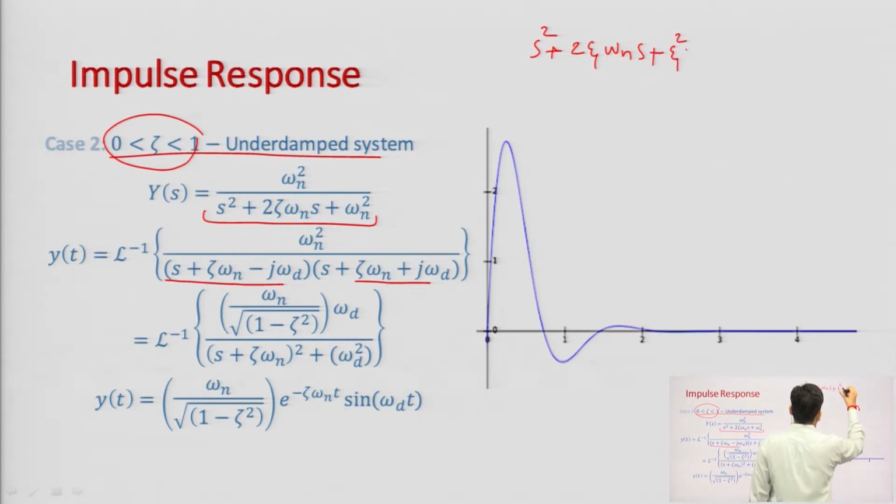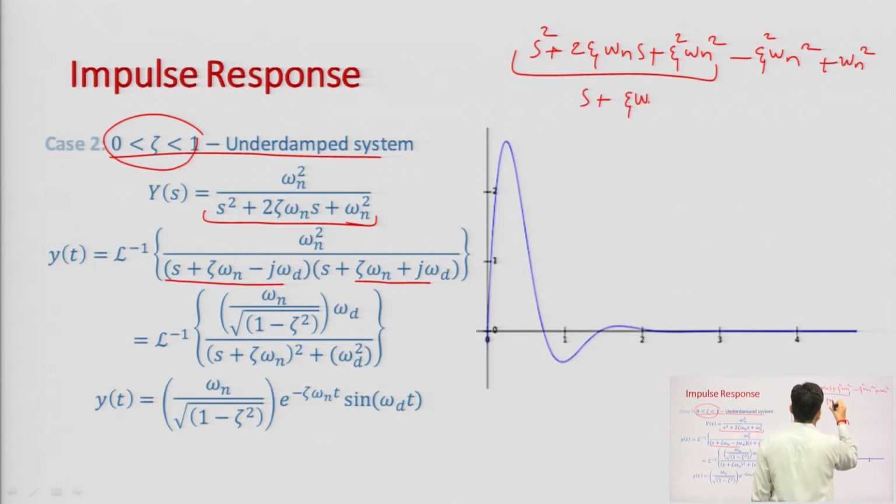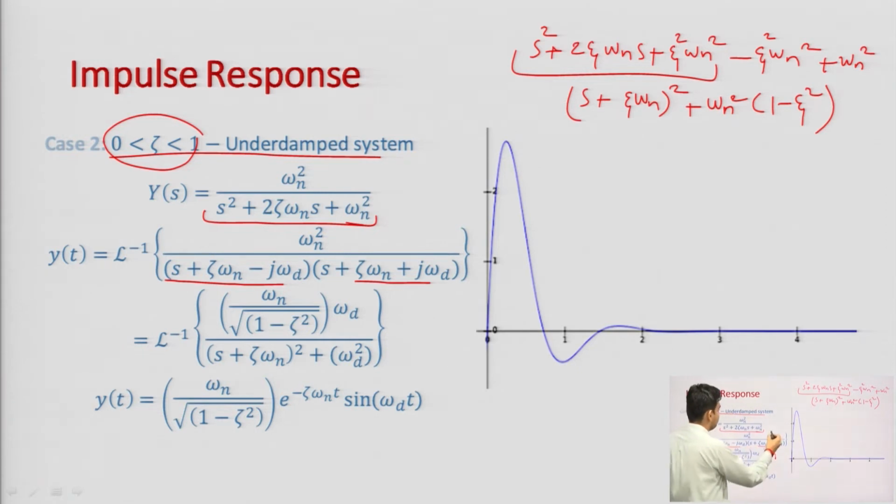I will add here zeta square omega n square and subtract zeta square omega n square, and plus omega n square will remain here. Okay. So, this term will become what? S plus zeta omega n whole square, and for this term if I take omega n common, this will become 1 minus zeta square. So, here a j term is coming.